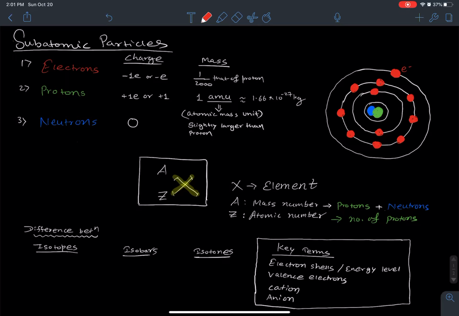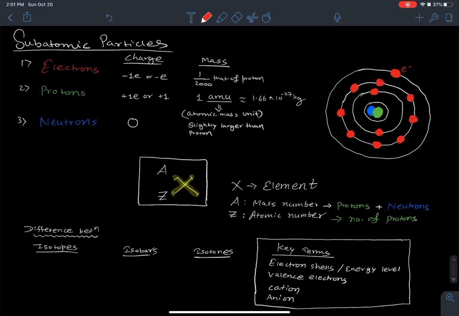Welcome back, guys. In my first lecture today we're going to talk about subatomic particles. There are more than these, but for simplicity and to focus on the MCAT content, we're just going to classify them, or make a list of whatever we need.